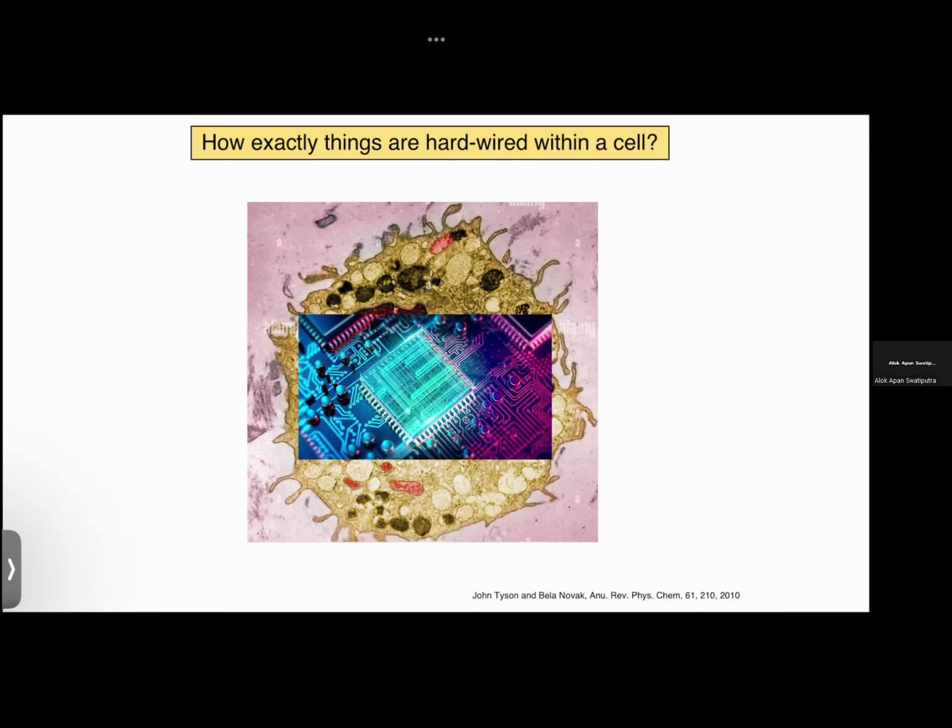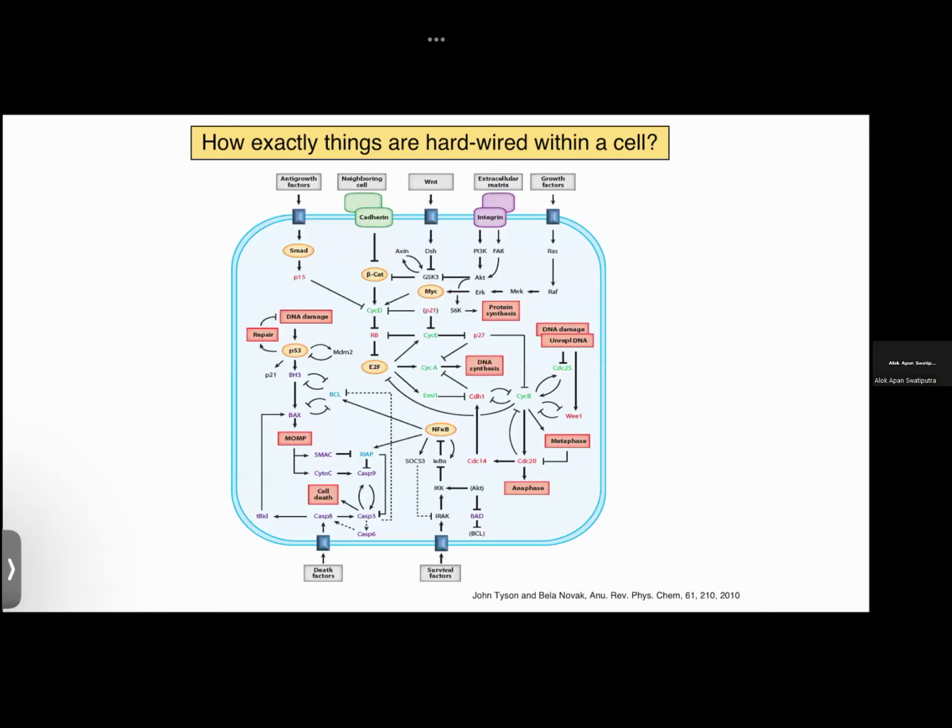But what does the circuit of a cell look like? This is how a circuit of a cell usually looks. Everything seems to be crossing over each other, and so do these processes occur simultaneously, or are they sequential?